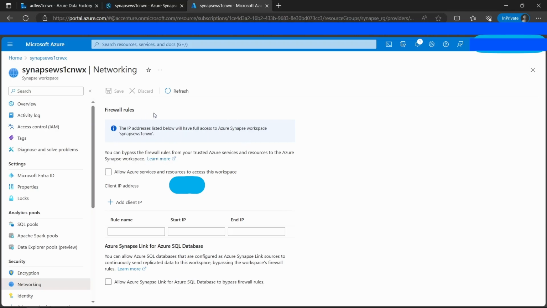And make sure your client IP address is added. I have hidden my IP address here, basically. So you have to add this IP.